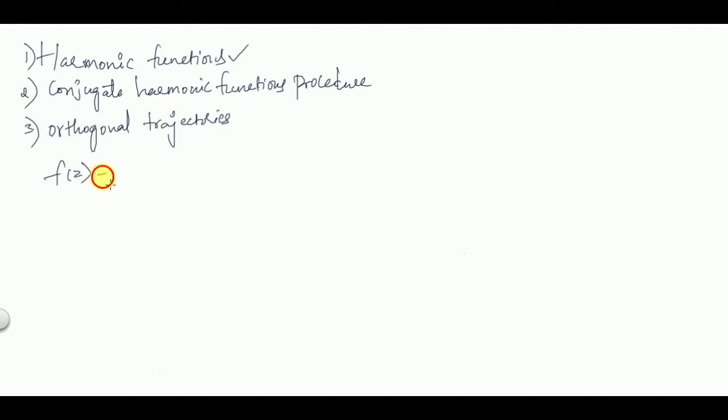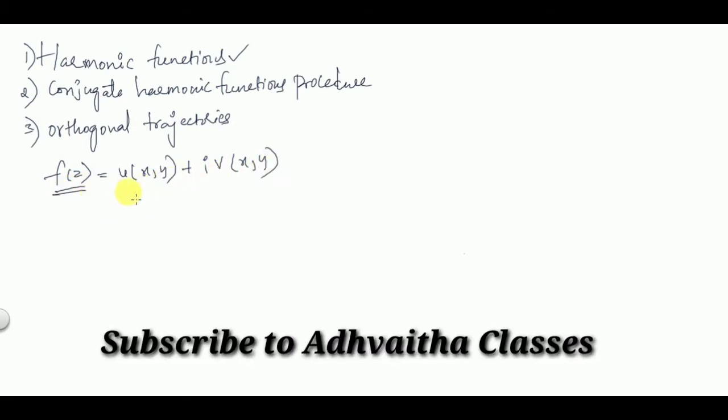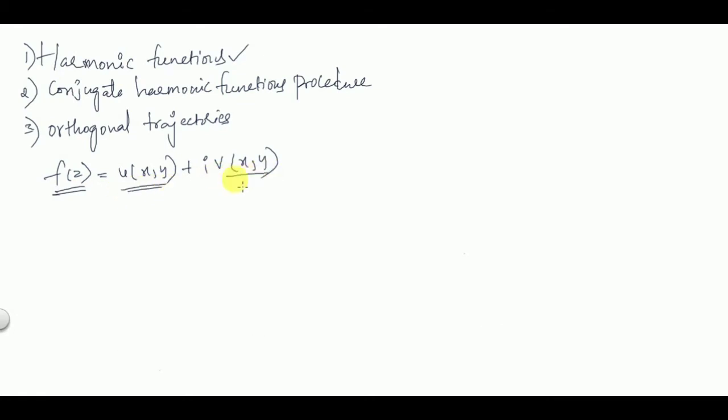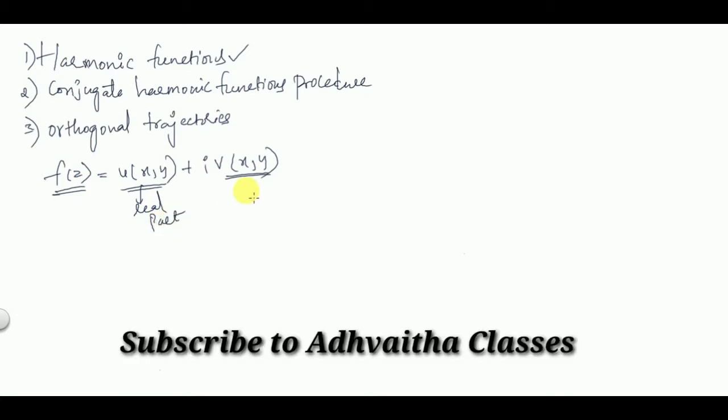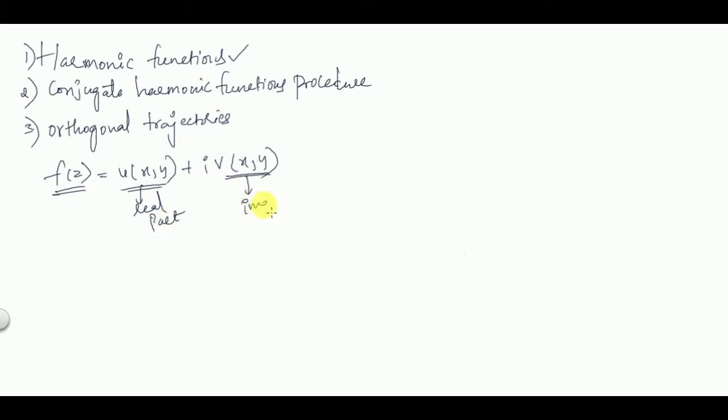So, harmonic functions. If you are given a function f of z equal to u of x comma y plus i times v of x comma y, a complex function, then u of x y is the real part and v of x y is the imaginary part of f of z.